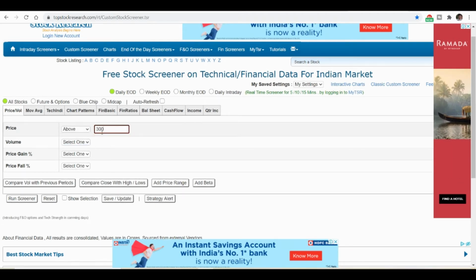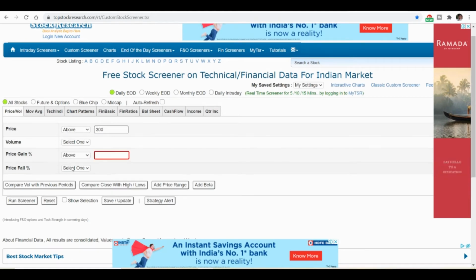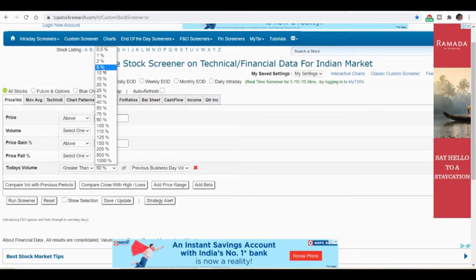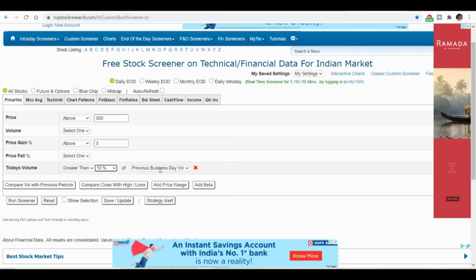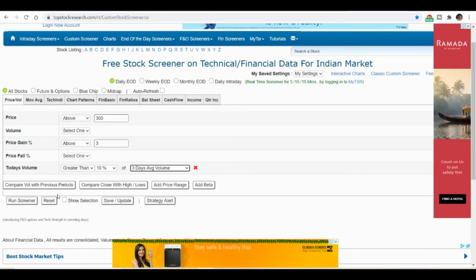Next I am going to choose a price gain above, let us say, 2% or 3%. We'll give 3%. And here is what I'm going to do: compare the volume with the previous period. Today's volume must be greater than, let us say, 10% or 5%, whichever you choose, of the previous business day's 3 days average volume. When I run this, it will give all the stocks.